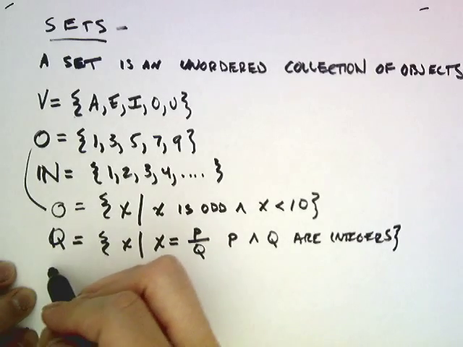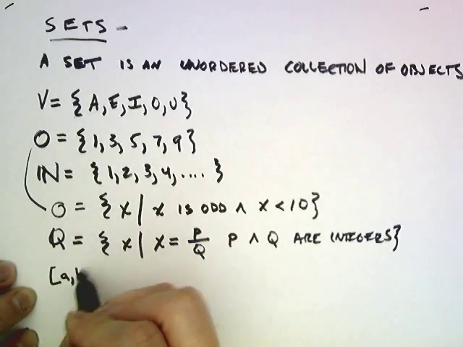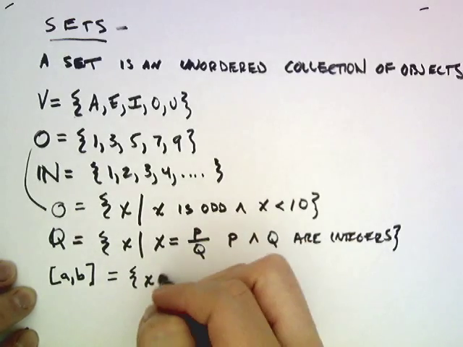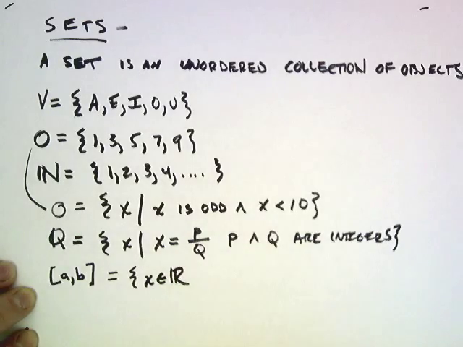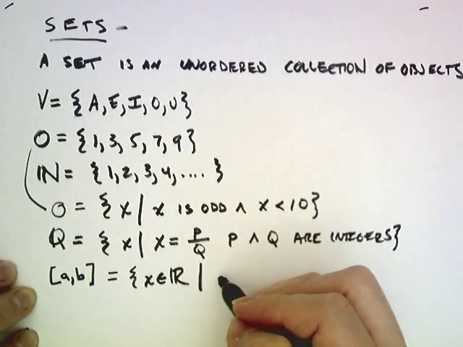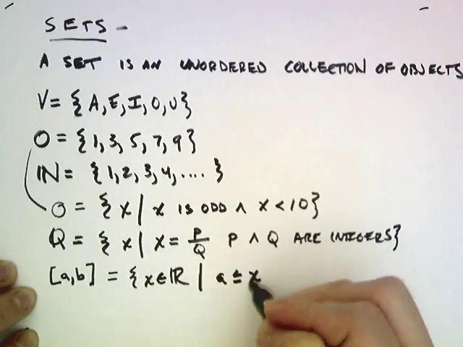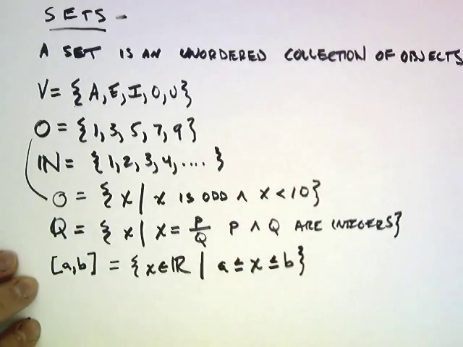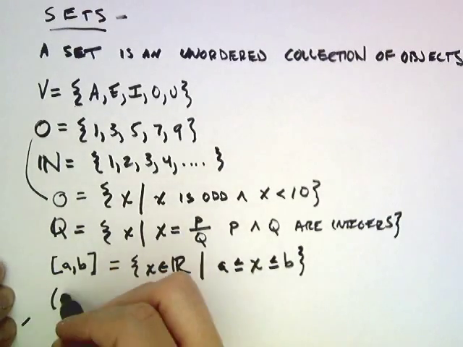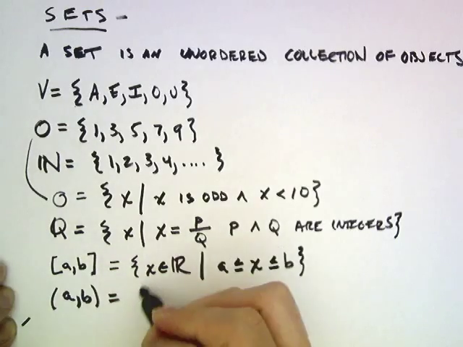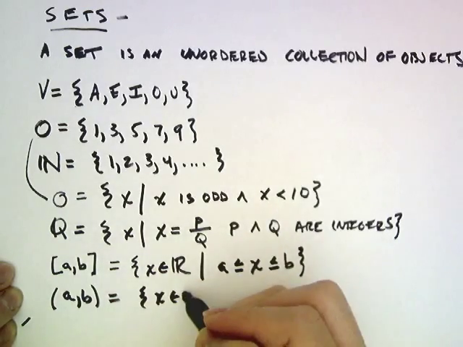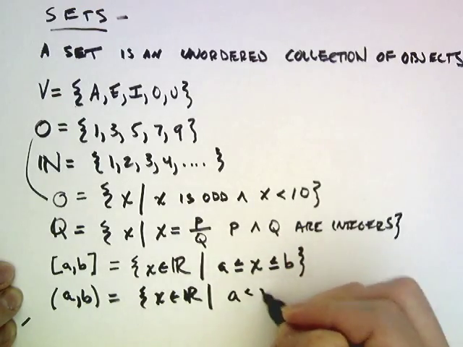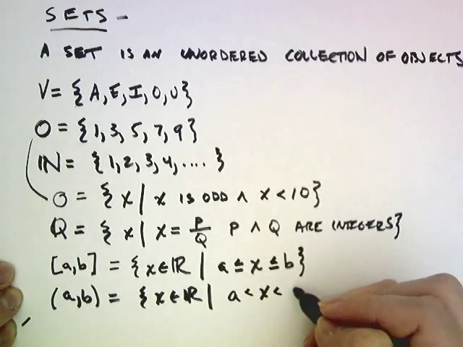You may be familiar with these other sets, so we have closed intervals. We'd write the closed interval [a, b]. This is the set of all x in the real numbers such that x is greater than or equal to a and less than or equal to b. And we have the open interval (a, b). This is the set of all x in the reals such that a is less than x is less than b.